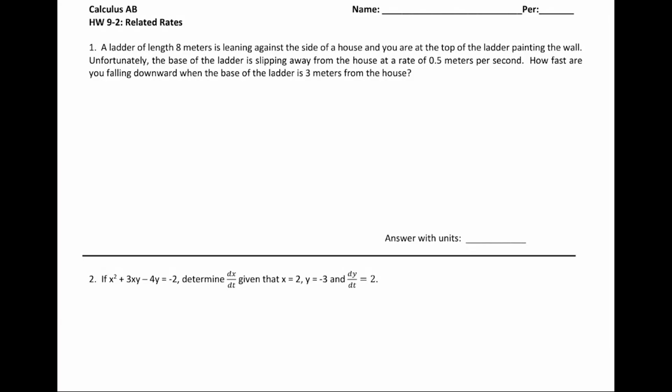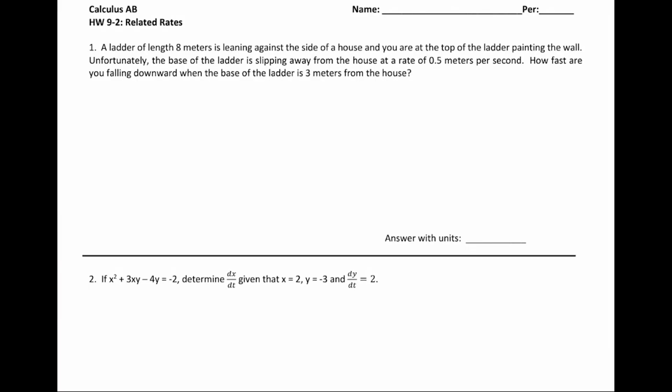Number one says, a ladder of length 8 meters is leaning against the side of a house, and you are at the top of the ladder painting the wall. Unfortunately, the base of the ladder is slipping away from the house at a rate of 1/2 meter per second. How fast are you falling downward when the base of the ladder is 3 meters from the house?